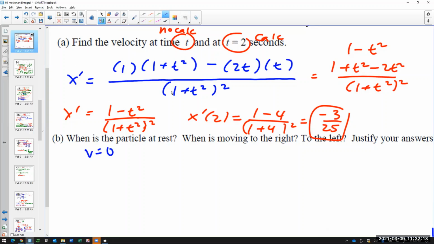Guys, where is velocity up here that I have velocity? You see, it's this thing right here, right? So I'm going to set x prime equal to 0, which is (1 minus t squared) over (1 plus t squared) equal to 0. Now, when you set something equal to 0, I need you to understand this.